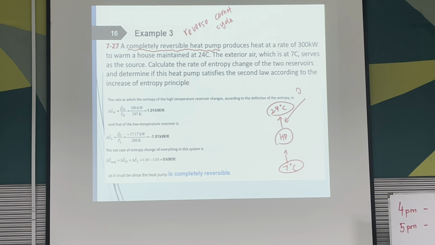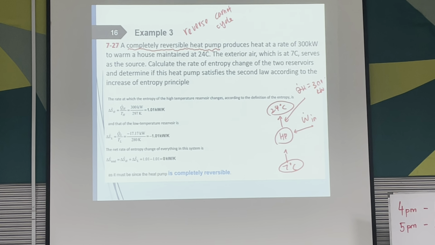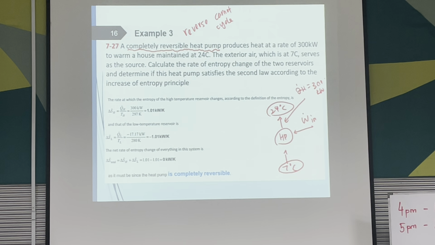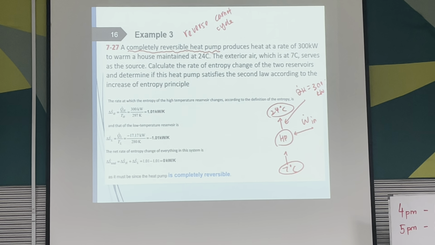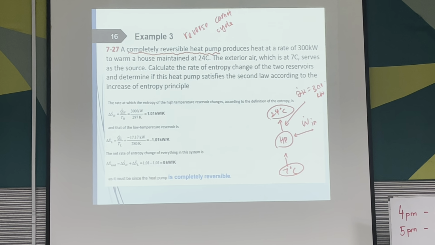And this QH is 300 kilowatt. And it obviously will have a work in here. So you need to calculate the rate of entropy change of the two reservoirs and determine if this heat pump satisfies the second law. So again, I said this question doesn't show you the complete working, but you can see from the answer here that in order for you to determine whether this satisfies second law or not, obviously you need to find out what is QH over TH.